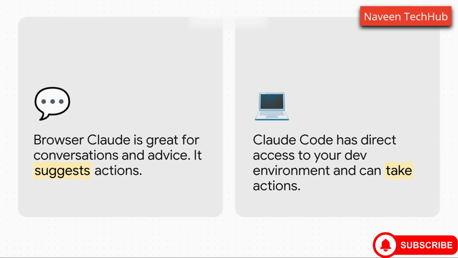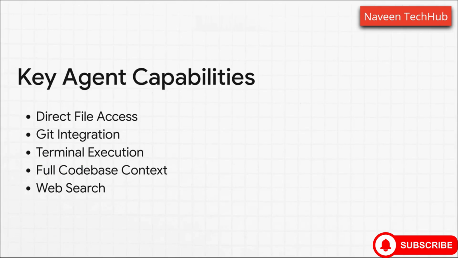And this, right here, boils it all down. The Claude you use in a web browser is an incredible conversationalist that suggests what you should do. But Claude Code is a developer with a tool belt that takes action for you right inside your project. And these are its tools. It has direct access to read and write your files. It can interface with Git to make commits or open pull requests. It can run your test suite right there in the terminal, and it can even go search the web for documentation, all while keeping a complete map of your project in its memory.